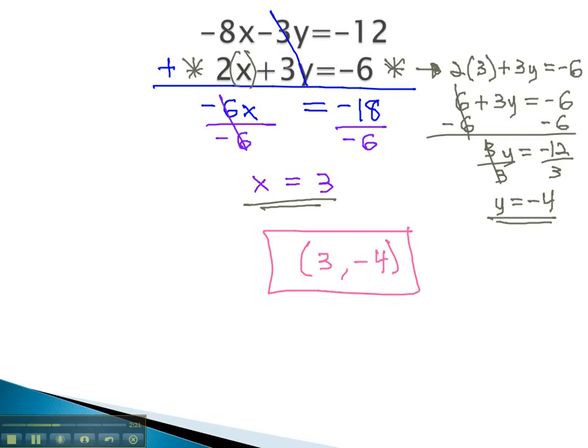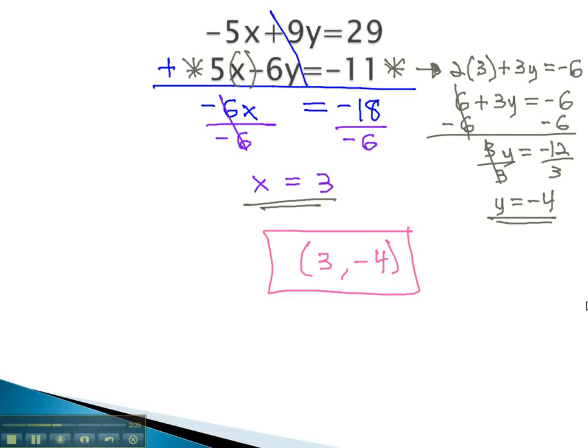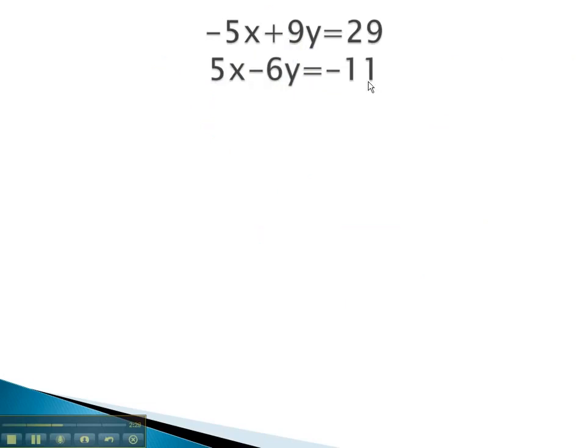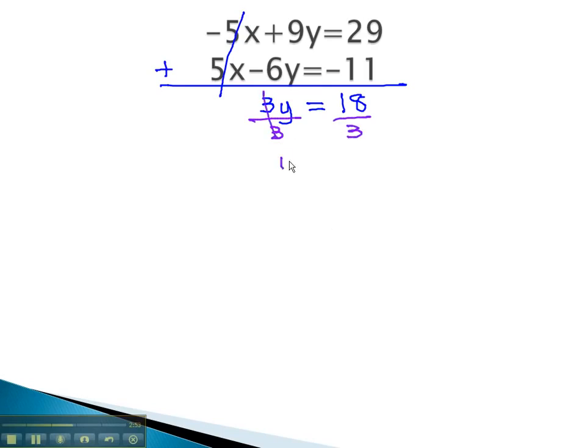Let's take a look at another example where addition eliminates one of the variables. Again, in this problem, we'll see that when we add together the left and right sides, the negative 5x plus 5x is 0. 9y minus 6y is 3y. And on the other side, 29 minus 11 is 18. The x's have eliminated, and we can quickly solve for y by dividing by 3. Y is equal to 6.